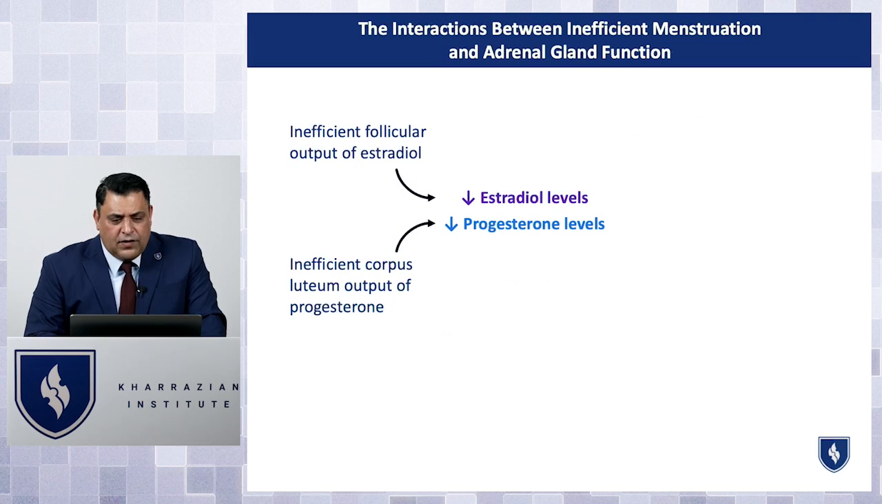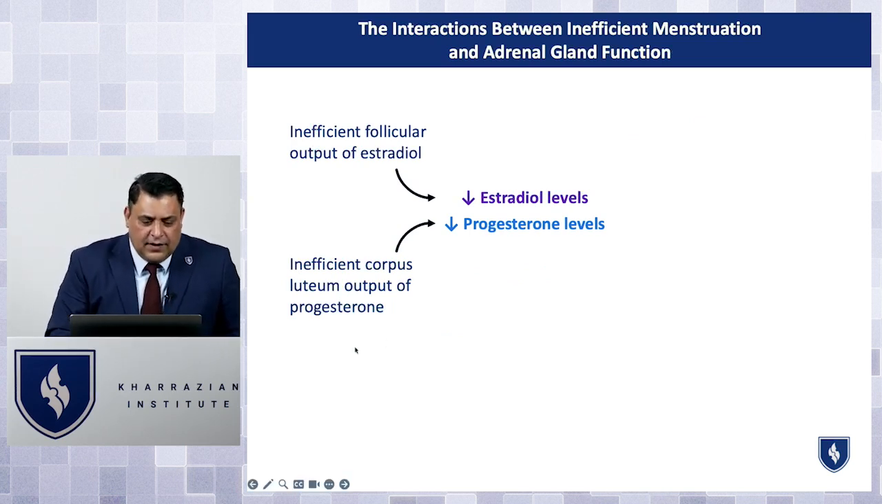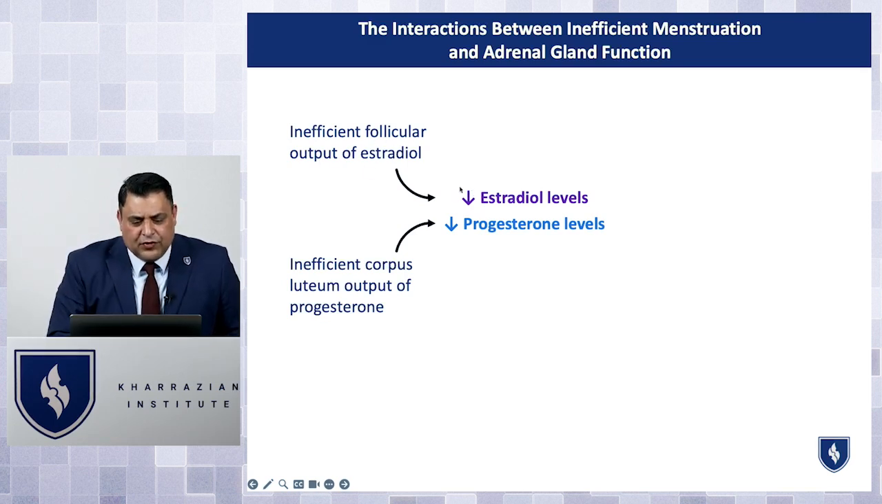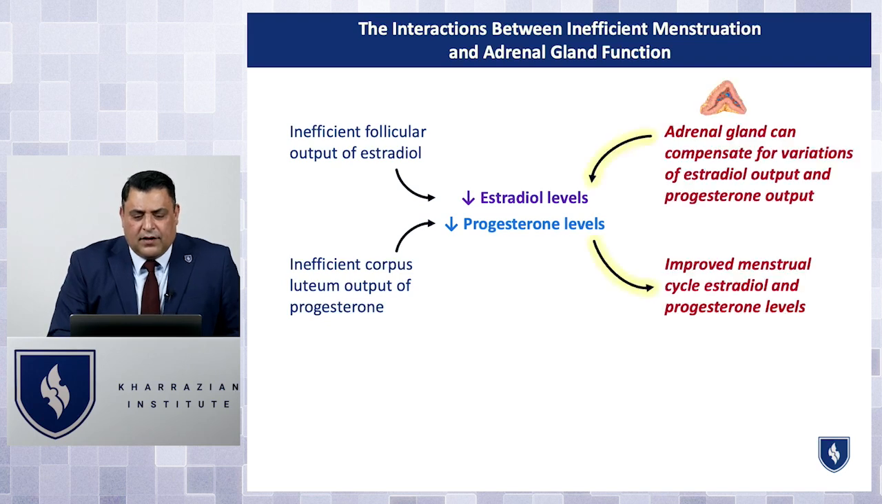Now, here's an illustration of the interaction between inefficient menstruation and adrenal function. So let's say you have someone who's got inefficient follicular output of estradiol. So the feedback loop's not working well. Estrogen levels are dropping, progesterone levels are dropping, so there's inefficient corpus luteum output of progesterone. And in a normal healthy response, whether it's an abnormal menstrual cycle or perimenopause shifts, the adrenal glands can compensate for variation of estradiol output and progesterone output, and then improve menstrual cycle estradiol and progesterone levels.